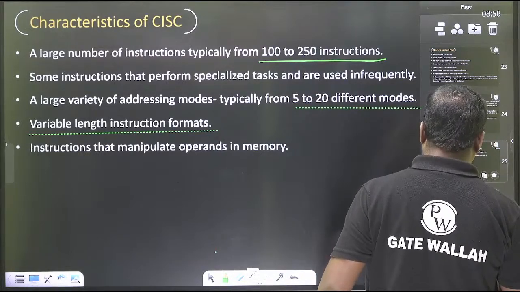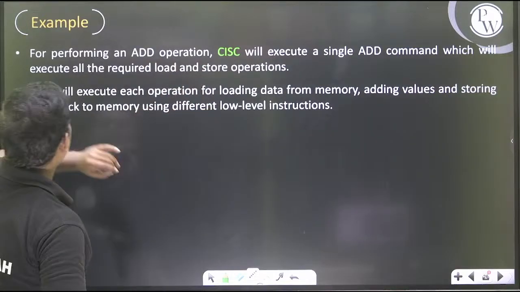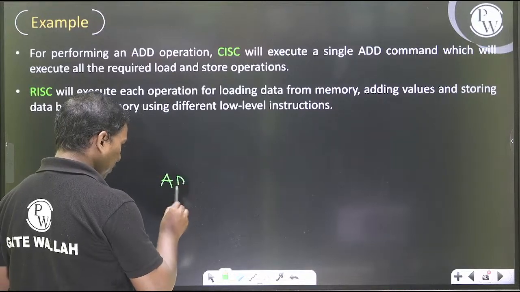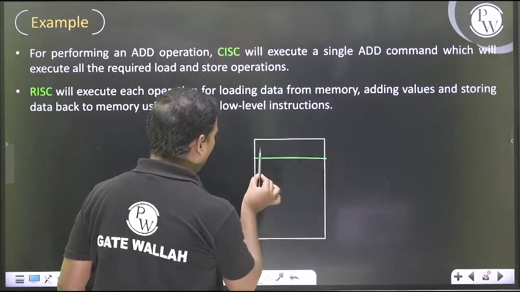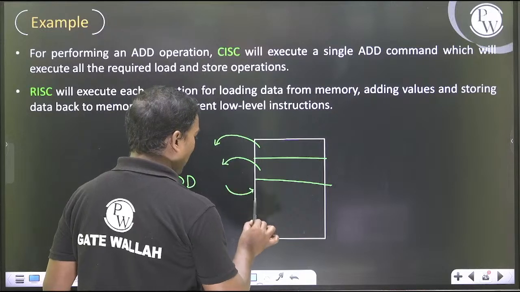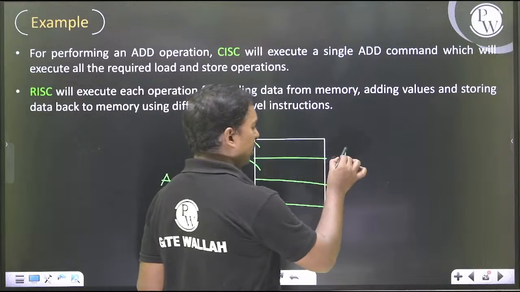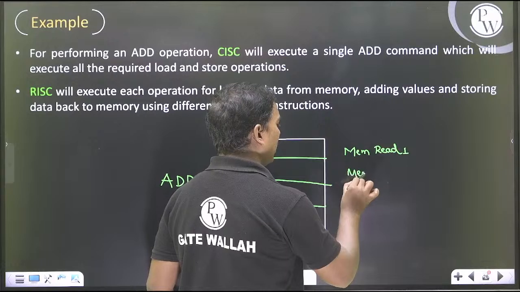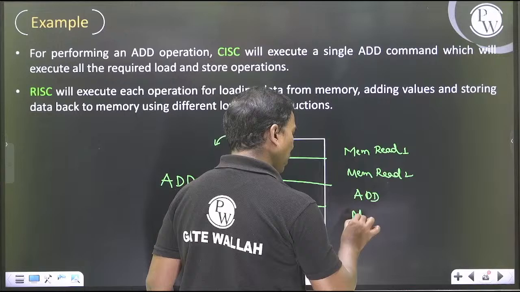Then, example, see, for performing an add operation, CISC will execute a single add command which will execute all the required load and store. Internally, suppose I am saying add, but remember, we have to go to the stack. So there is an operand, we have to get it. There is another operand, we have to get it. Then we have to add, and the result has to be stored in the next sequential location. So there is a memory read, there is a memory read for the other one, and next addition. After addition, there is a memory write also.